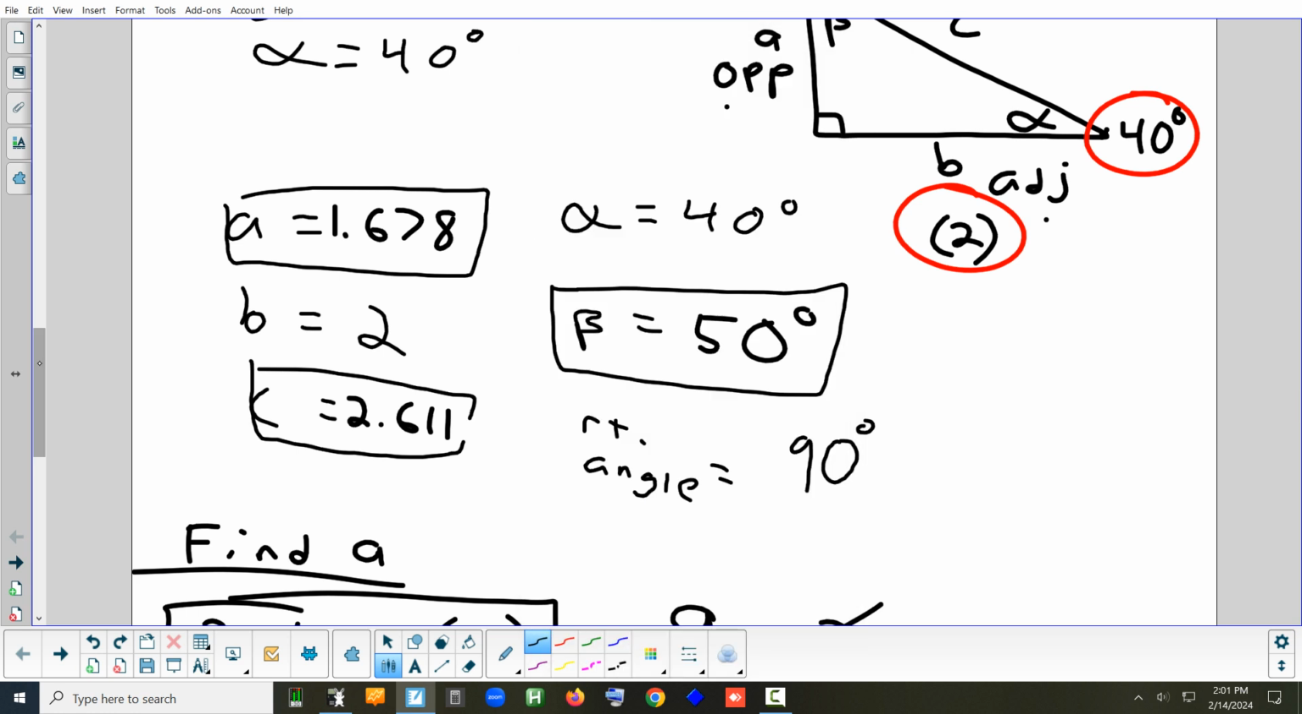A couple other things you can look at when you're done with your problem. The biggest side should always match up with the biggest angle. The smallest side should always match up with the smallest angle. And then the medium side should match up with the medium.